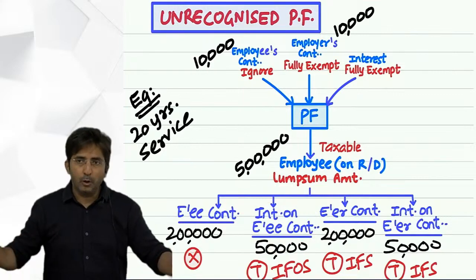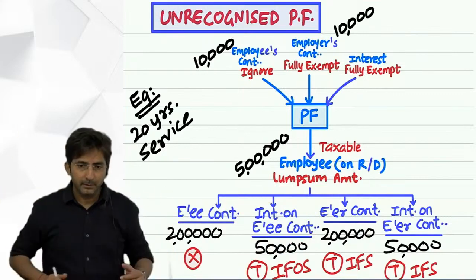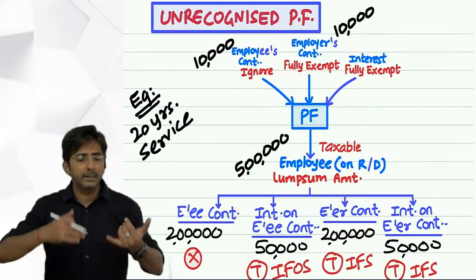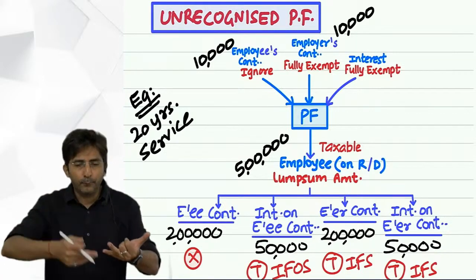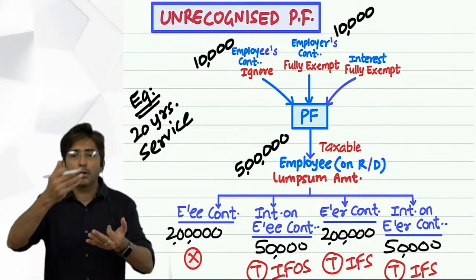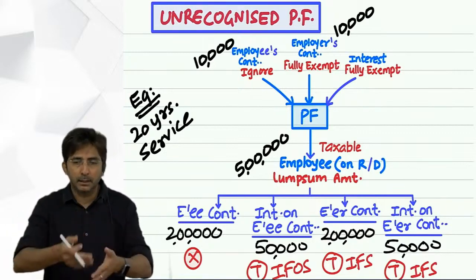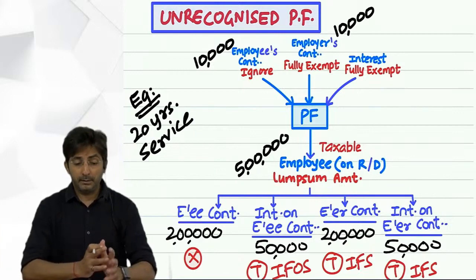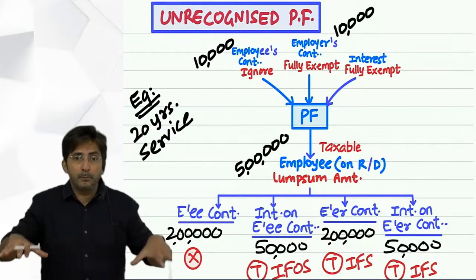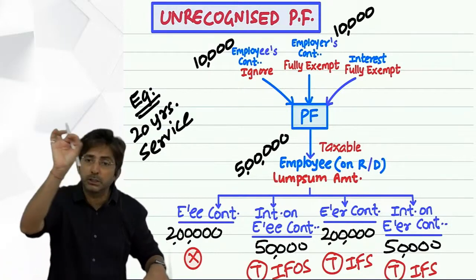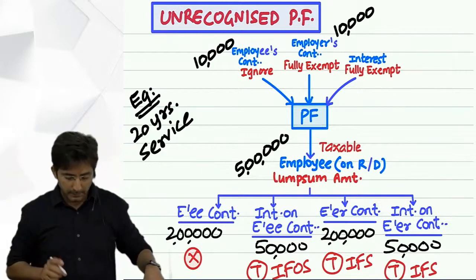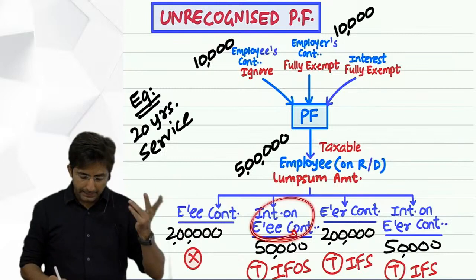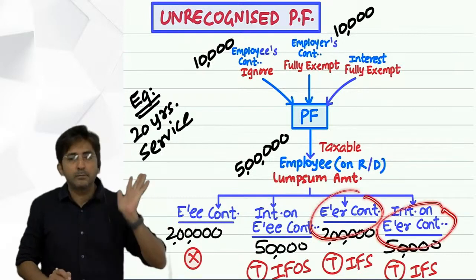Okay, eventually all the incomes are added. Remember, in the first lecture I told you, at the end all the incomes, whether it is salary, income from house property, income from business, capital gains, or income from other sources, eventually everything is added. But during the process of computation, every income should be positioned at a proper place. So this will be positioned in income from other sources. And these two figures will go to income from salary.